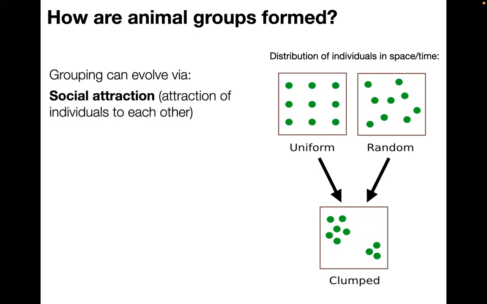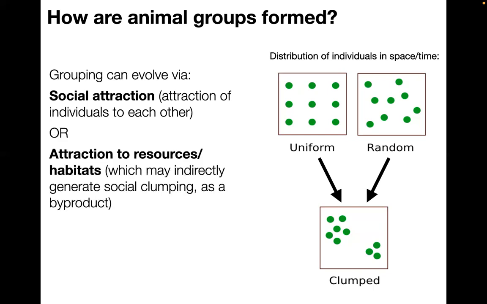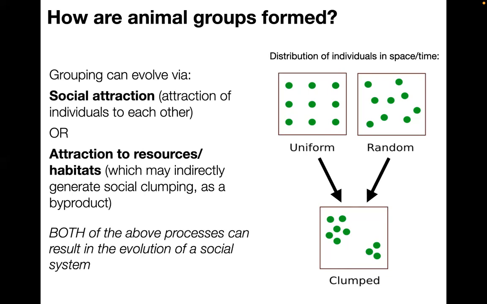Well, individuals might be attracted to each other, or individuals might be attracted to resources or habitats, which can indirectly generate social clumping as a byproduct. And both of these processes can result in the evolution of a social system, whether the individuals came together to be with each other originally, or whether they came together to be with a resource and then indirectly sociality evolved. Either way, it can happen.